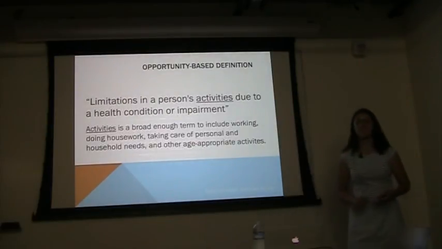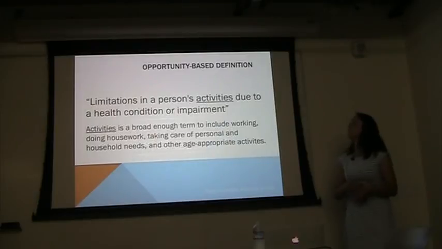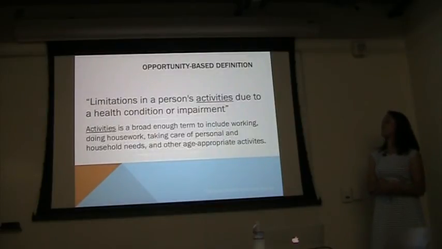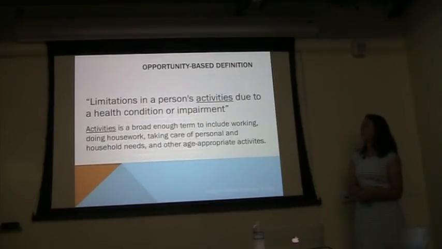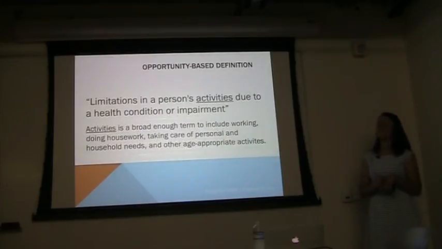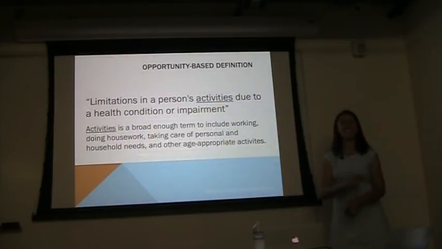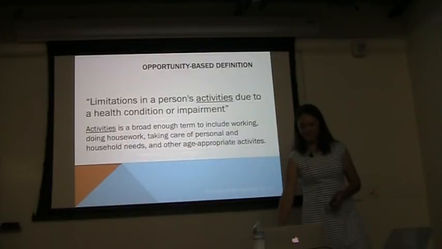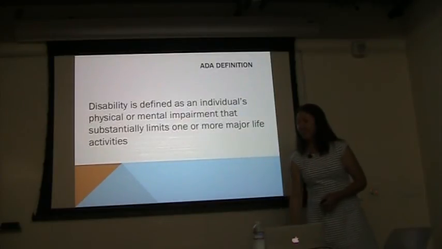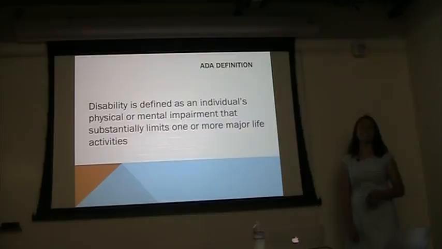Okay. The next definition is opportunity-based. Limitations in a person's activities due to a health condition or impairment. And they define activities here as a broad enough term to include working, housework, taking care of personal and household needs, and other age-appropriate activities. Okay, and then the next definition is the ADA definition, which is disability is defined as an individual's physical or mental impairment that substantially limits one or more major life activities.